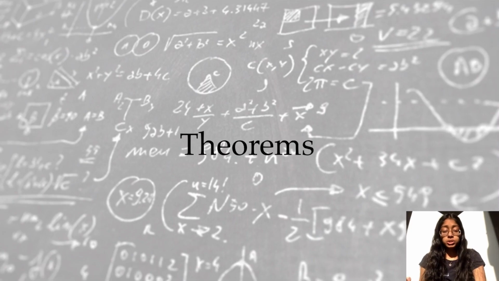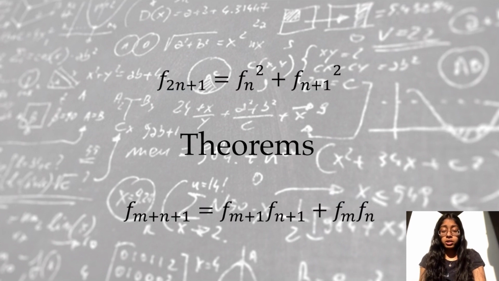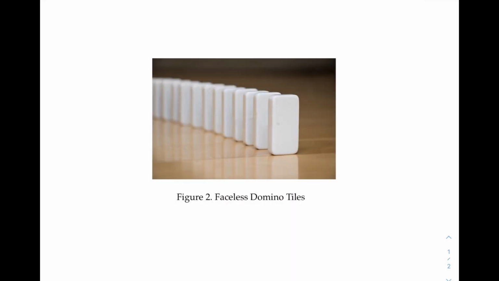The sequence also has many theorems that are long and tedious to prove algebraically, just like the two that I worked on in my project last year. However, tiling domino tiles to prove them is much more efficient. In order to tile, we will be using these faceless domino tiles. Since these won't have dots to signify any value, there will be no differentiation between individual tiles.